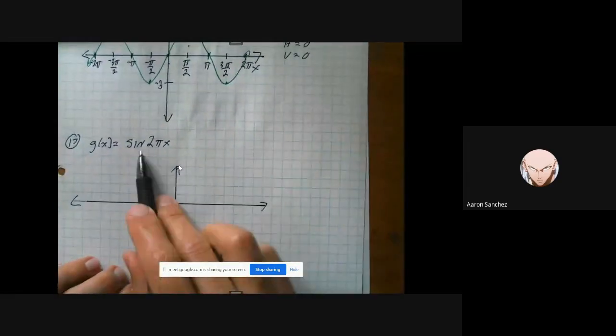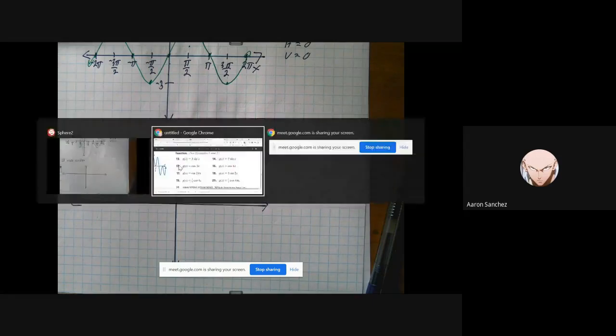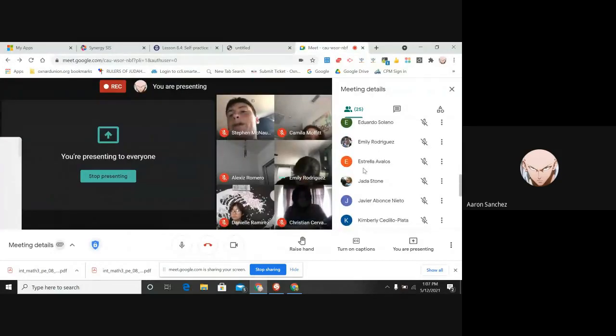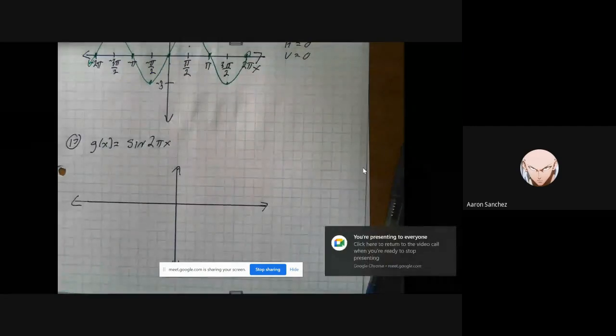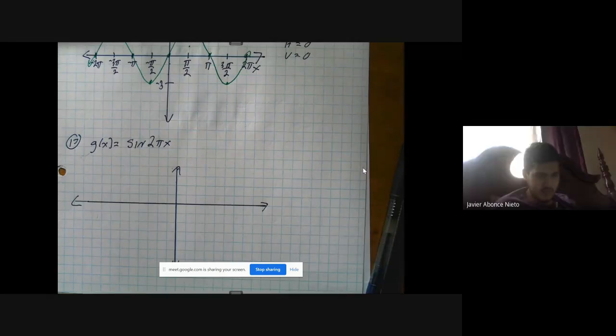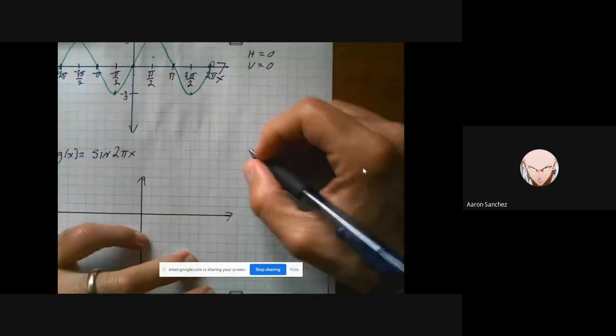There's only one number here that's a 2. What does that affect? What letter is that 2? Look at the 2. Is that the amplitude? Is that the period? Is it the horizontal shift or the vertical shift? Look at your notes. Let's go with Javier. What does that 2 affect? Is it the amplitude? Period? The period? Yes, very good.